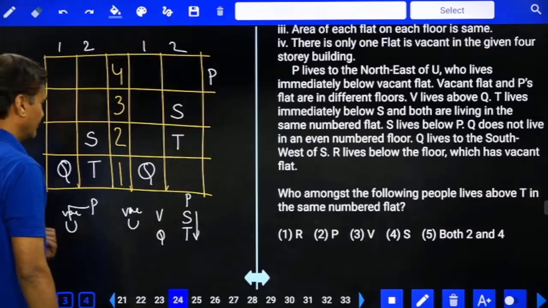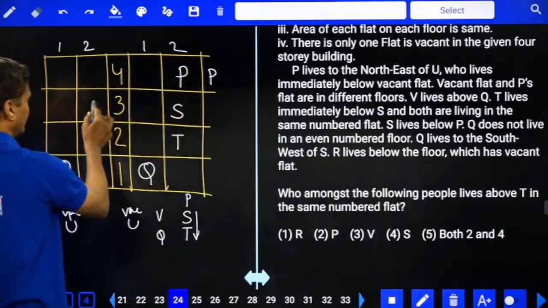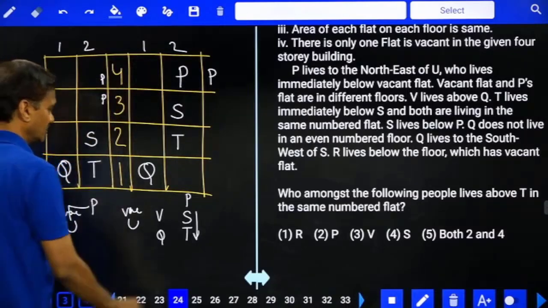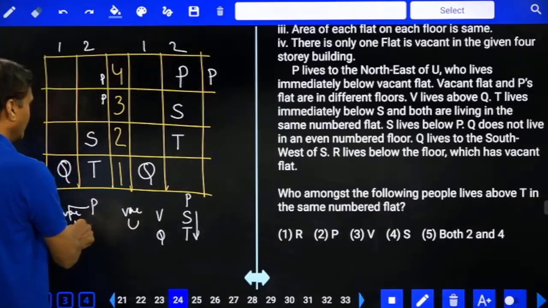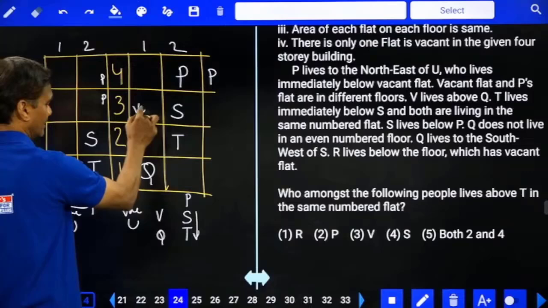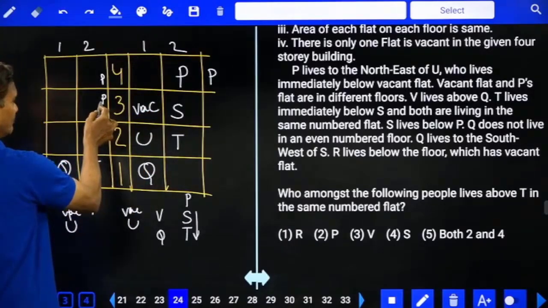Maybe in the same or different. But as P must be in the second, P must be here. Now in this case, P can be at any one of these. P can be here or here. Then to this P, now U is to the southwest. Now U is to the southwest and the vacant flat is in between. Hence this is vacant and U must be here. Now you cannot have P at this place.